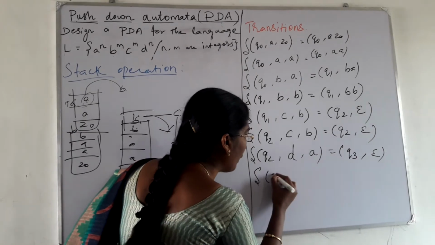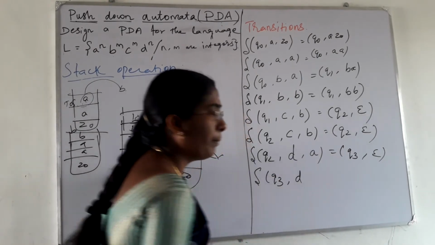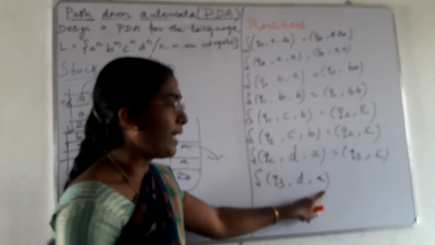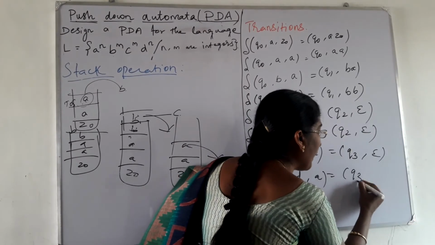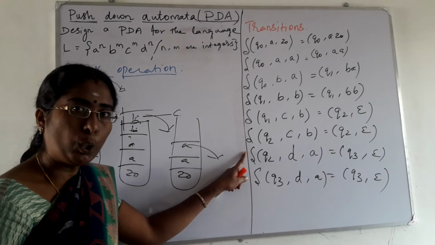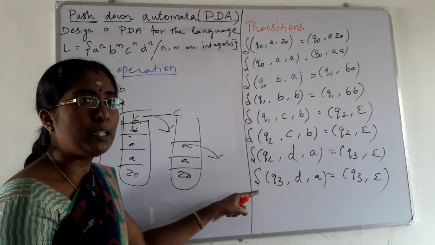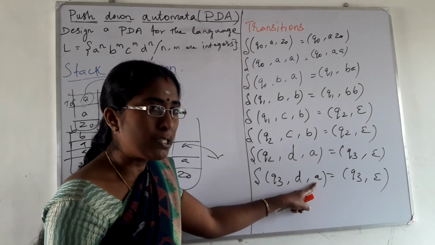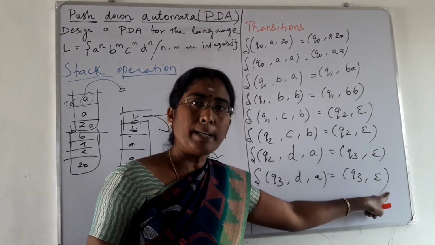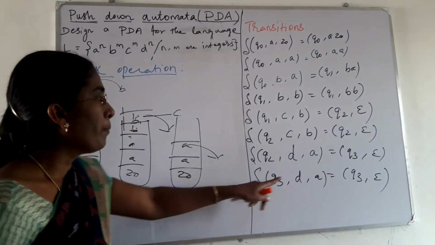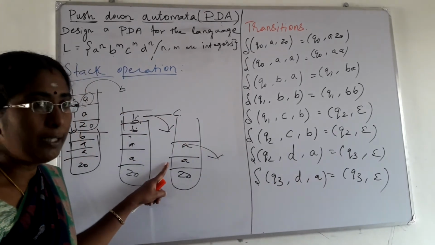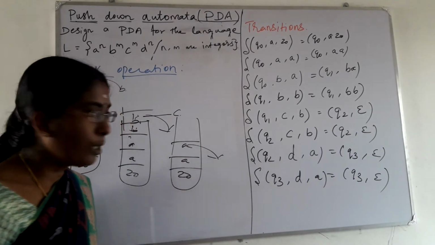And from the state Q3, again you are reading the symbol D with top of the stack as A. That is equal to Q3 comma epsilon. The same pop operation. In the next step again it is reading the symbol D with top of the stack as A, and the state is the same, Q3 comma epsilon, for representing pop. Now all the input symbols are read and compared with the top of the stack. All the symbols from the stack are also popped out.